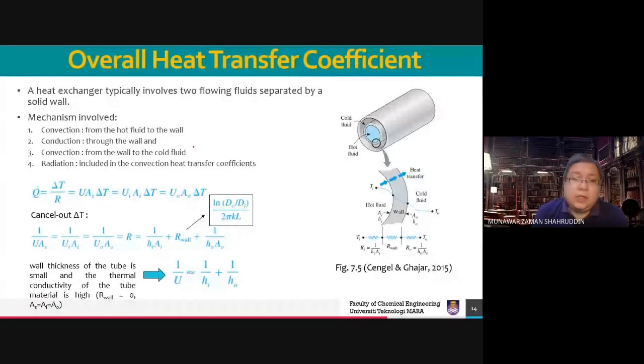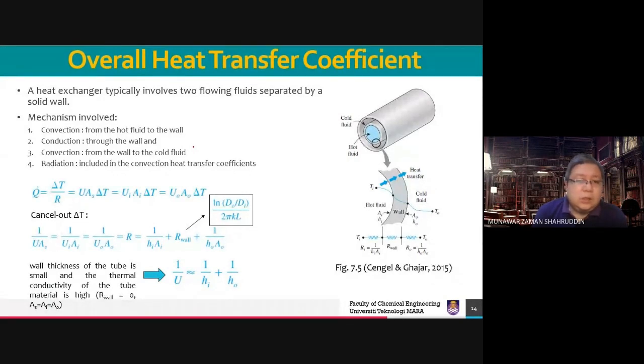For radiation, normally we will associate that with the convective heat transfer coefficient, or R combined, right, R combined. Like what you calculate. So sometimes for forced convection, radiation is a very small part.